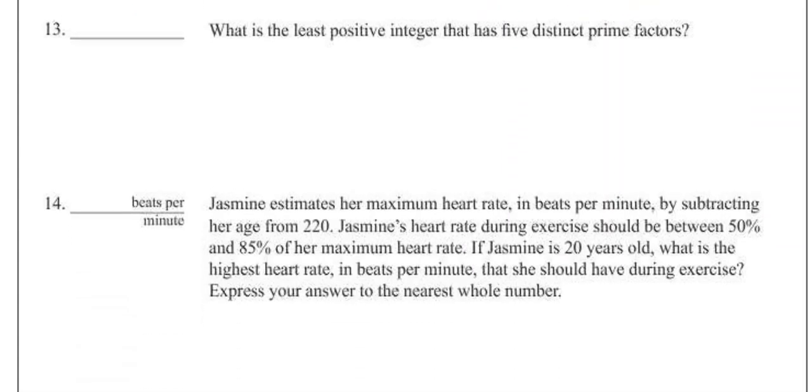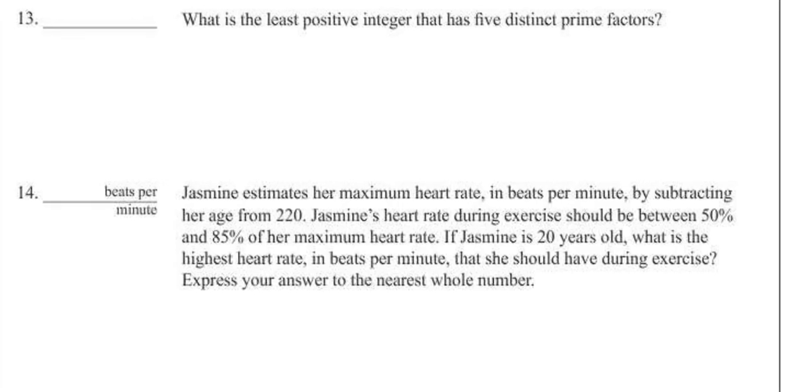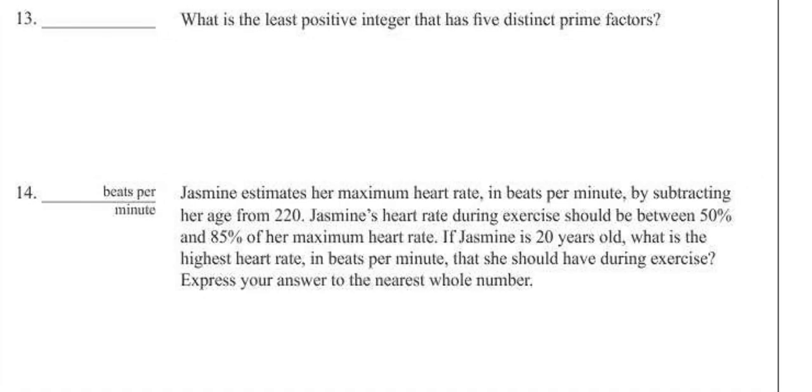All right. What is the least positive integer that has 5 distinct primes? So in that case, we just need the 5 smallest primes, which are 2, 3, 5, 7, and 11. So that is 2 times 3 times 5 times 7 times 11.